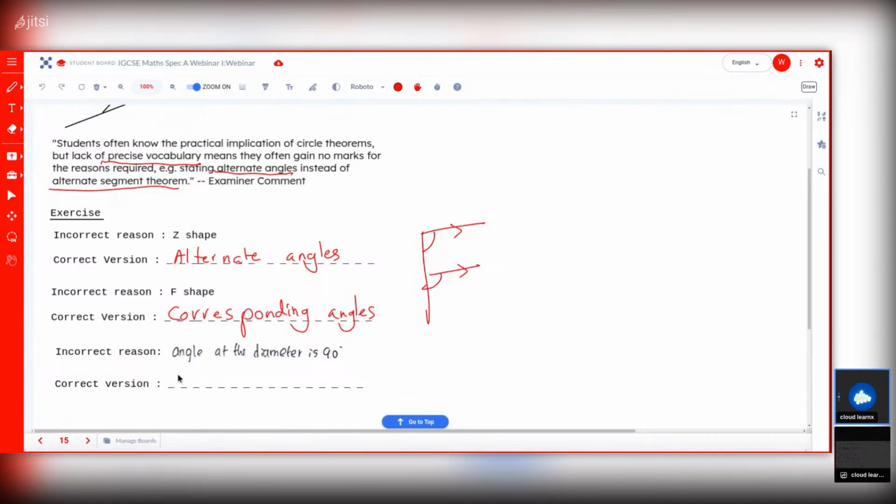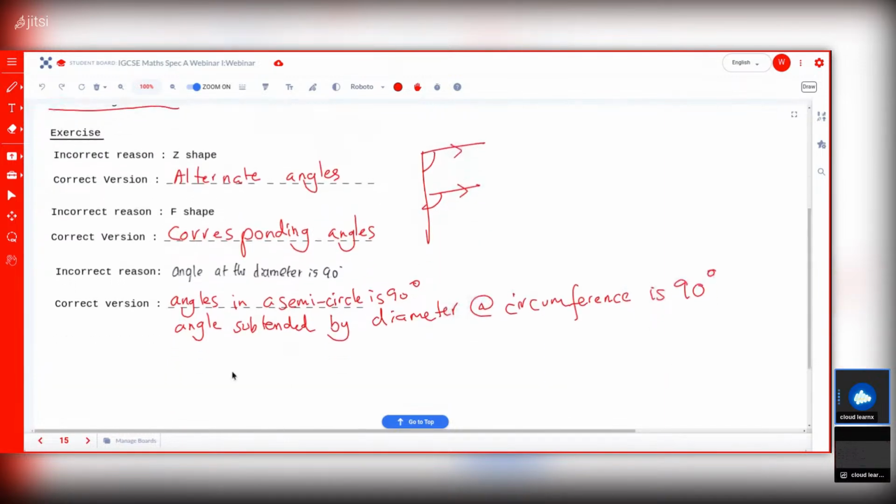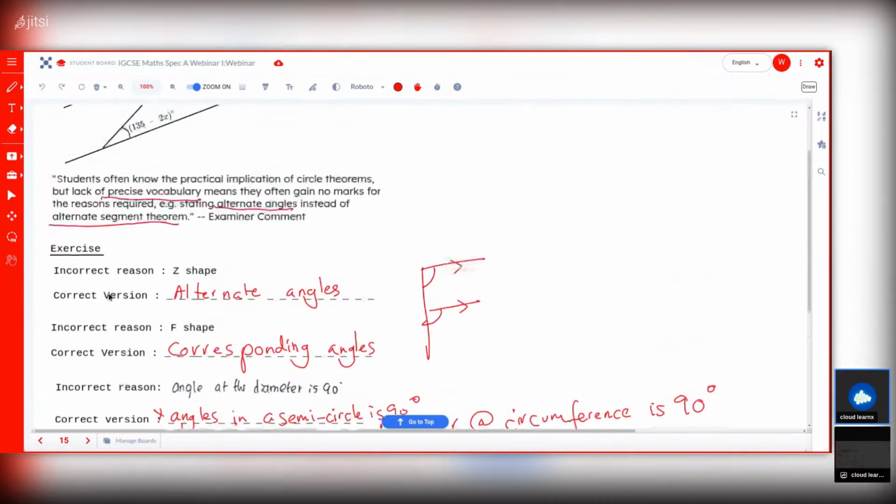So the correct one would be either you say that angles in a semicircle is 90, or you could say angle subtended by diameter at circumference is 90 degrees. Right? These two would work, something along the lines. So it's up to you what you feel confident with. I would go with the simpler one, angles in a semicircle is 90 degrees.